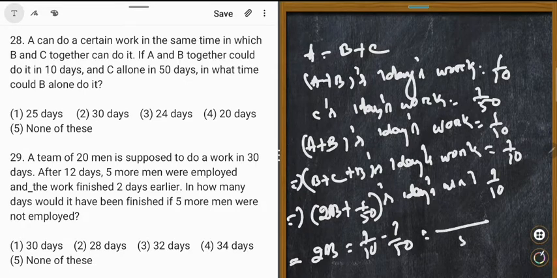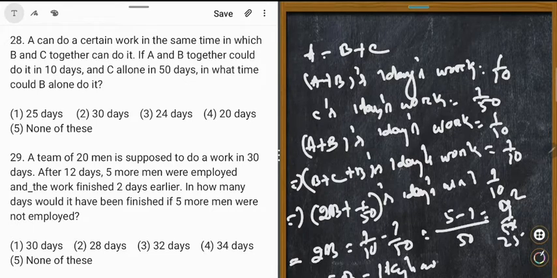The LCM of 50 and 10 is 50. 50 divided by 10 is 5, minus 1 is 4, so 4/50, which is 2/25. So 2B's work is equal to 2/25, and B's 1 day's work is 2/25 divided by 2, cancel 2, that is 1/25 part, or 25 days. 25 days. Could you understand?